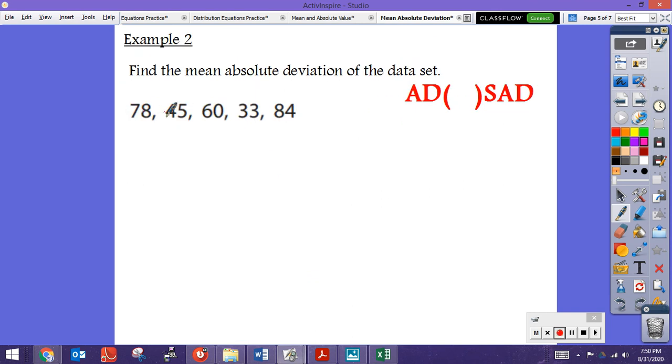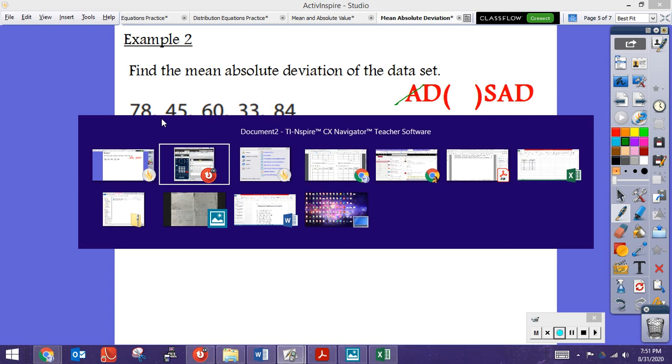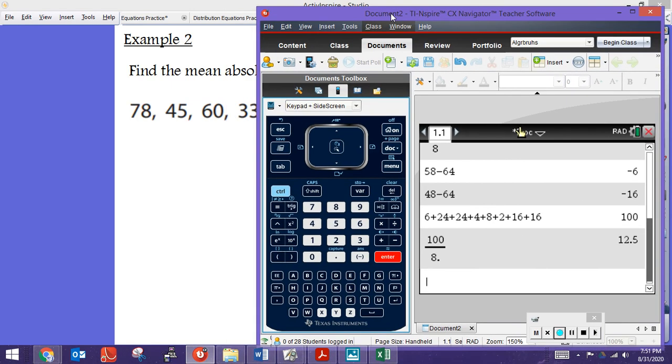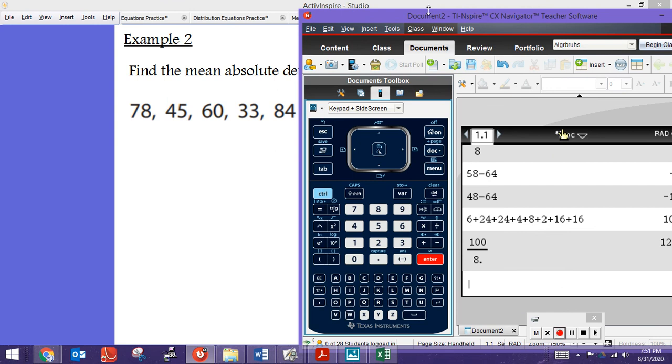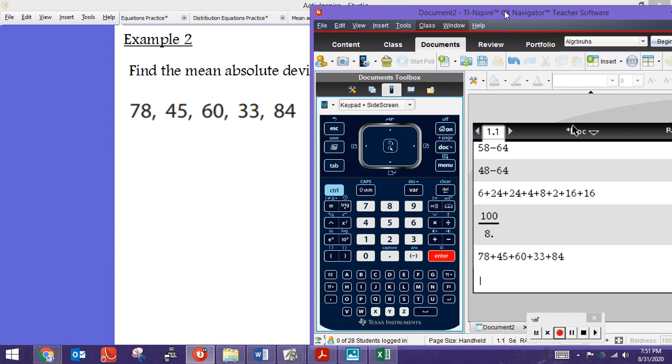All right, so here we have less numbers, so it'll go quicker. But to find the mean absolute deviation, again, I'm going to go through A. I'm going to add up all the numbers. So 78 plus 45 plus 48 plus 45 plus 60 plus 33 plus 84. Alright, when you add that up, you get 300.